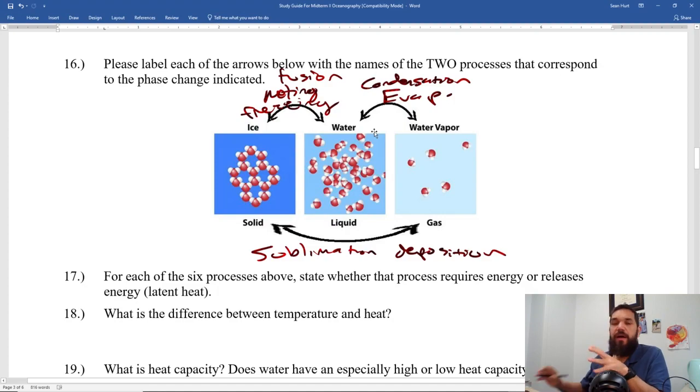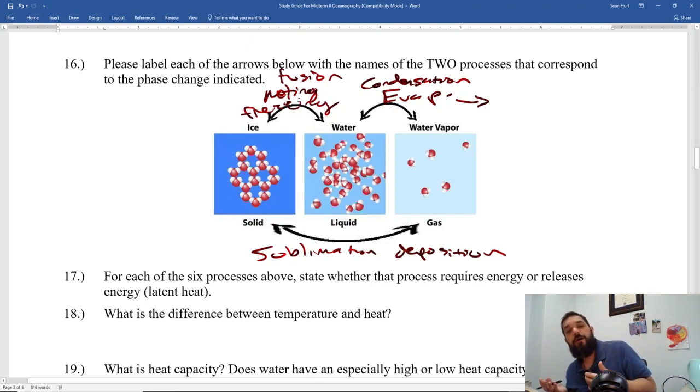Now we also have to know how heat is exchanged in each of these. When you go from water to water vapor, you do evaporation. That requires heat from the outside to break the hydrogen bonds. That means it's going to absorb heat from the environment, so it's going to cool things down. Vice versa, when you have condensation, water is going to release heat, so it ends up heating up the environment.